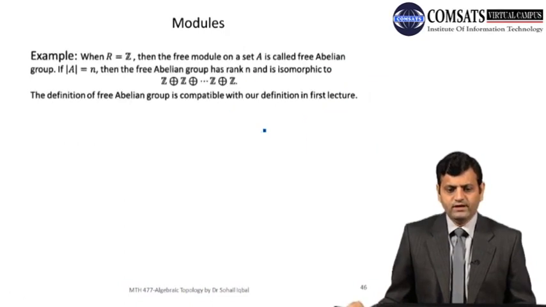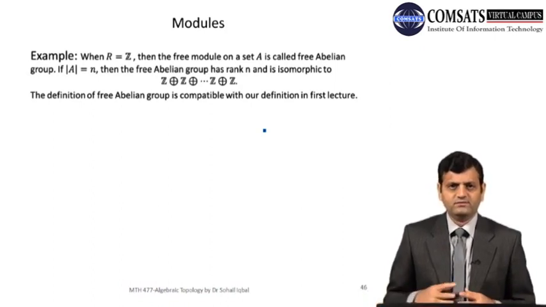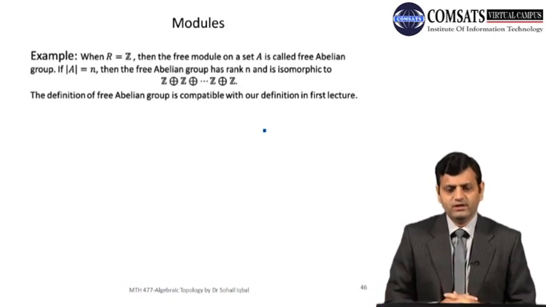In particular, if I have Z, then the free module on the set A is called a free abelian group. If the cardinality of A is n, then the free abelian group has rank n, and it is isomorphic to this. The definition of free abelian group that we did in our first lecture when we were discussing group theory is compatible with this definition. So these two definitions are compatible.